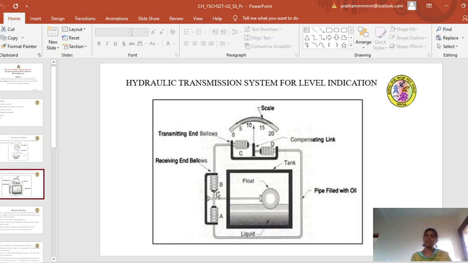So these bellows A and B are called the receiving end bellows, which are in turn connected to another two bellows C and D, which we call the transmitting end bellows. These bellows are interconnected. So the four bellows are interconnected with a pipe filled with oil. And these receiving end bellows are interconnected with a pointer along with the bellows A and B, and the pointer moves onto the scale on change in the level of the float on the surface of the liquid in the tank.